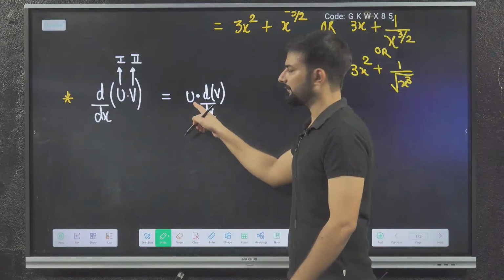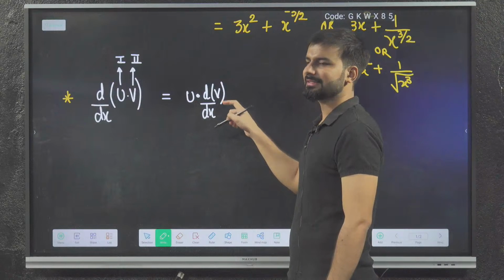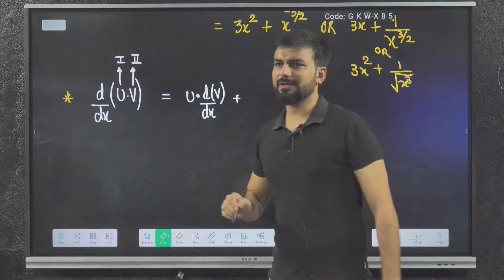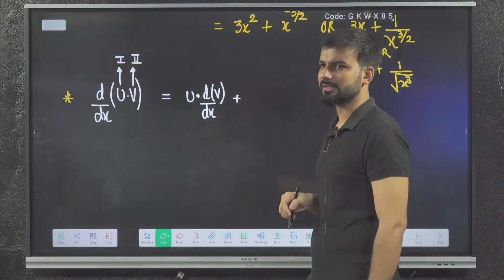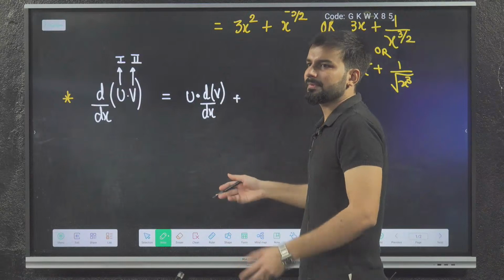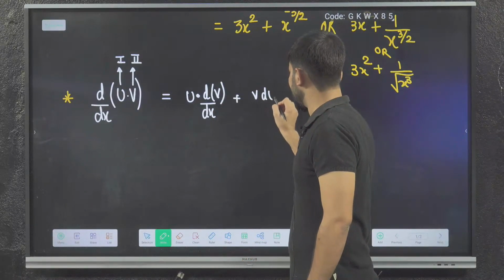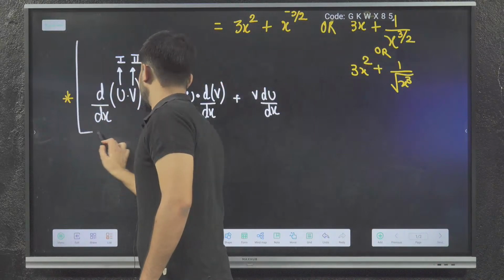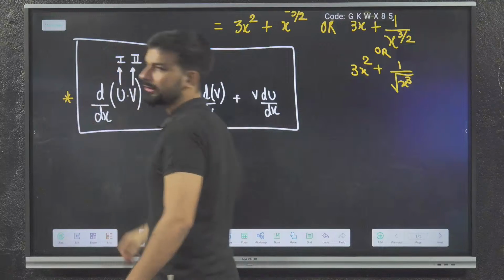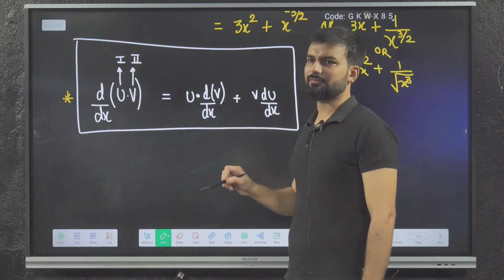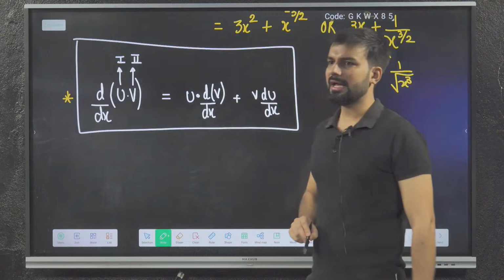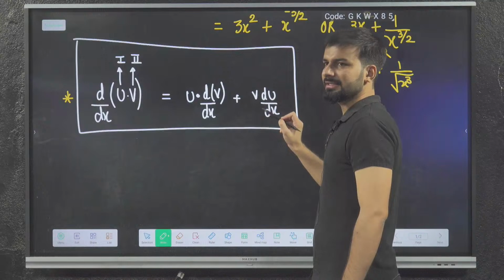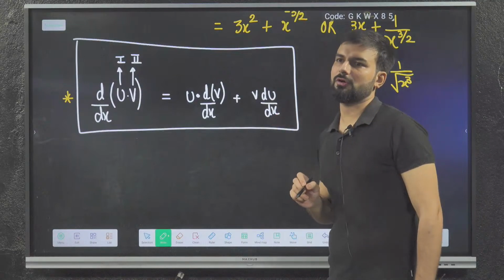First function as it is into differentiation of second function, plus, now reverse thing, second function as it is into differentiation of first function. This is the formula for multiplication. If two variables are getting multiplied, this is the formula: first function as it is into differentiation of second function plus second function as it is into differentiation of first function.